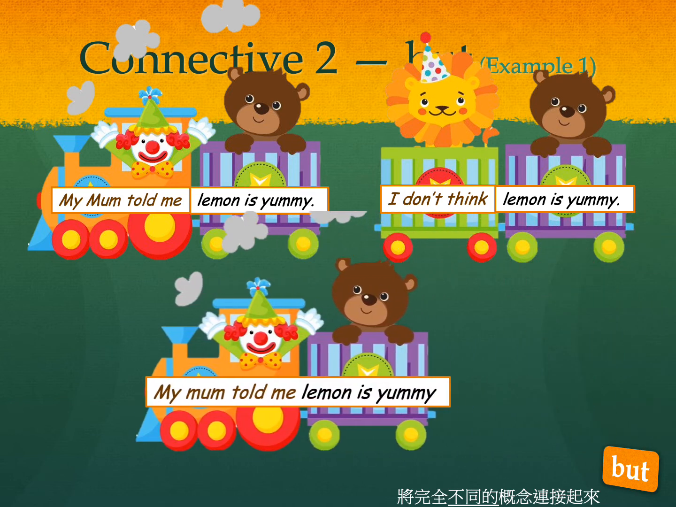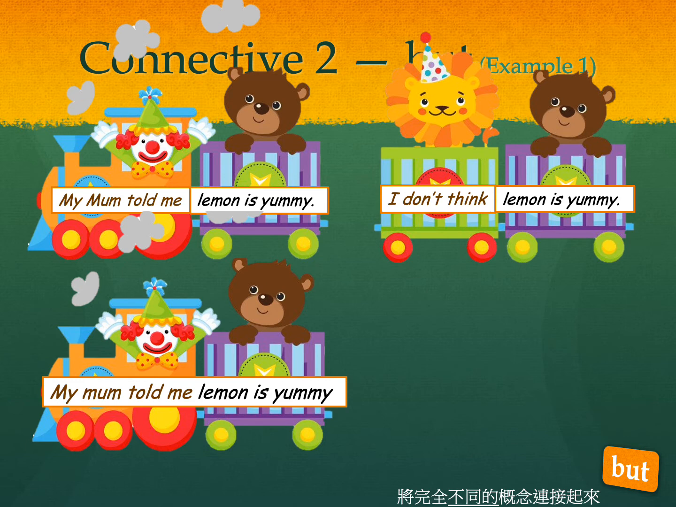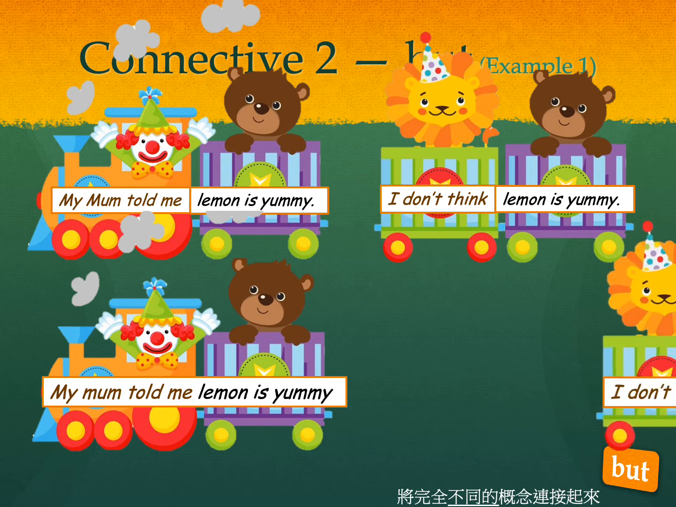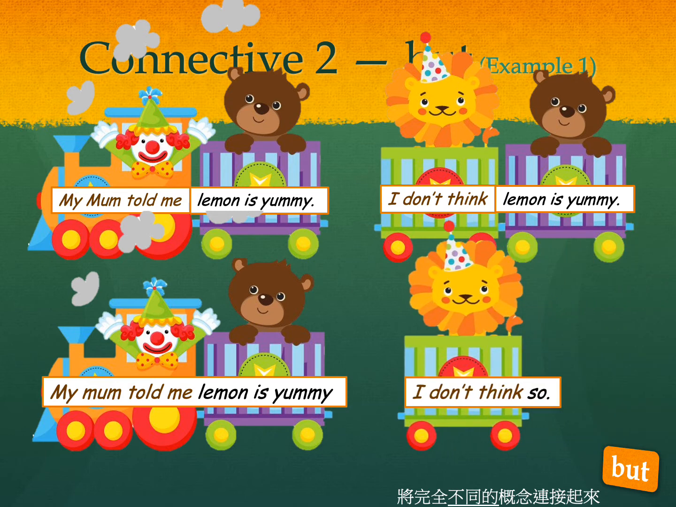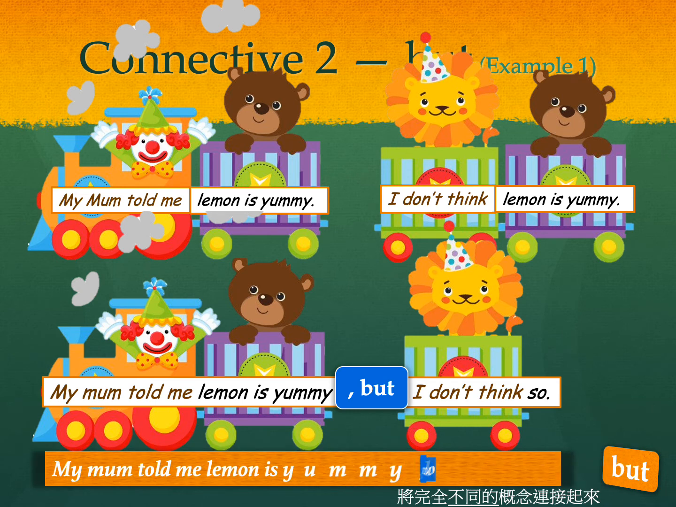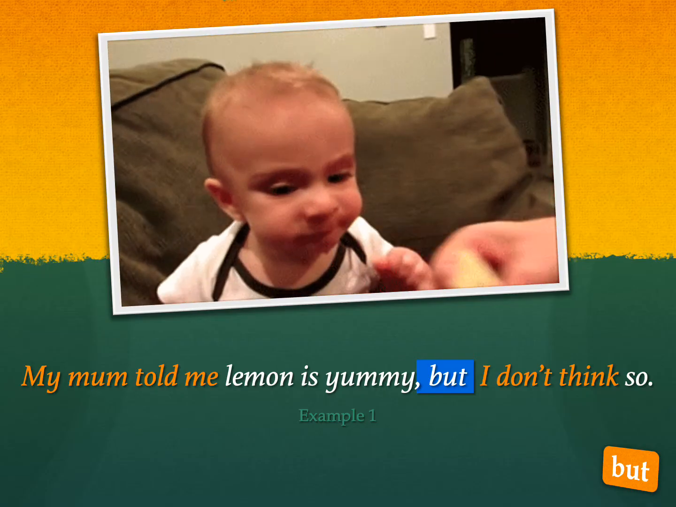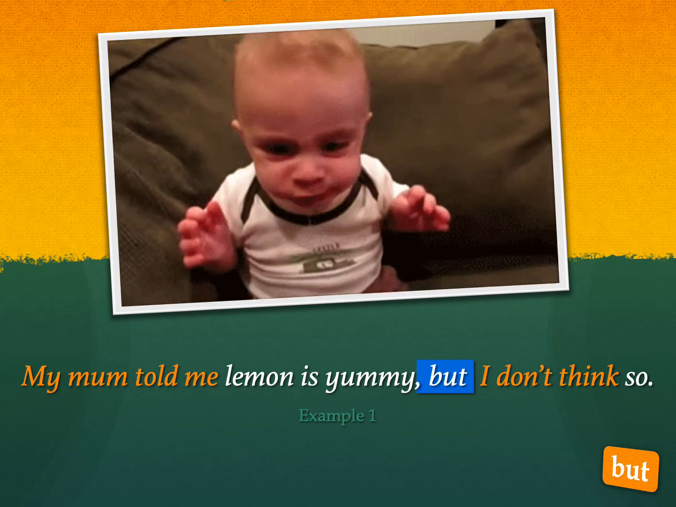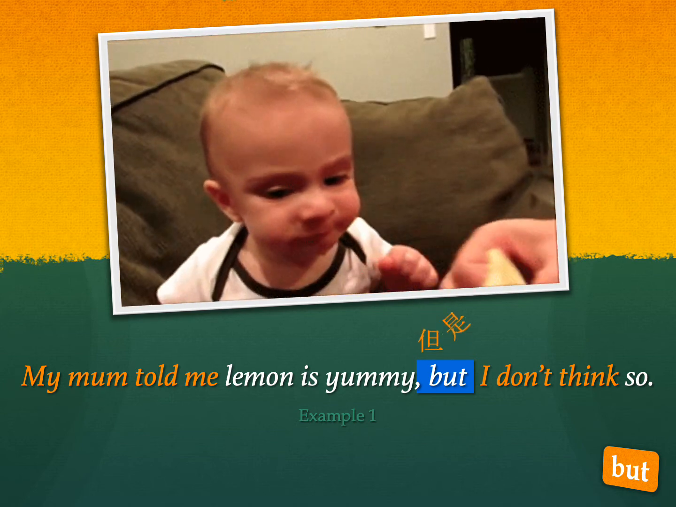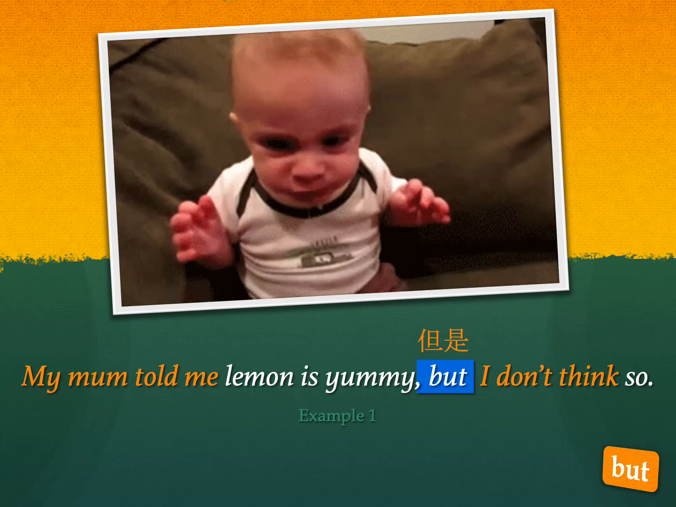My mom told me lemon is yummy. And we don't have to copy lemon is yummy for the second time. We can use so to replace it in this situation. Use but to join them. It becomes, my mom told me lemon is yummy, but I don't think so. Picture explanation. My mom told me lemon is yummy, but I don't think so.